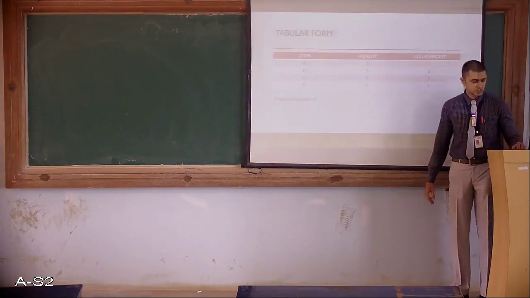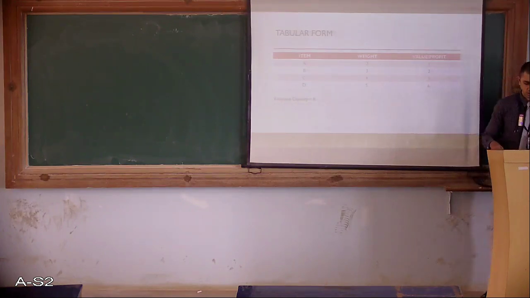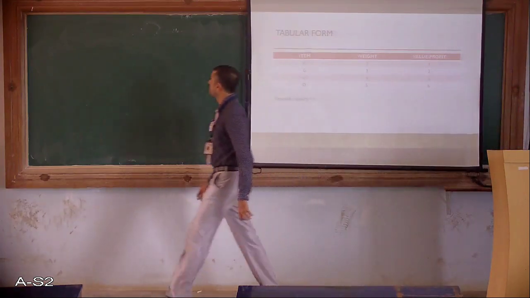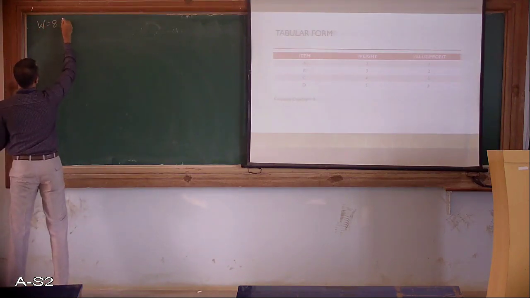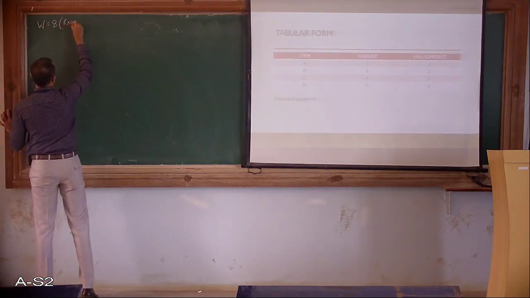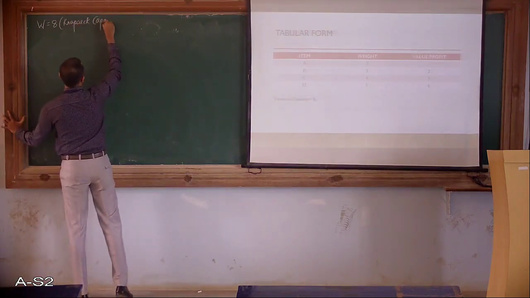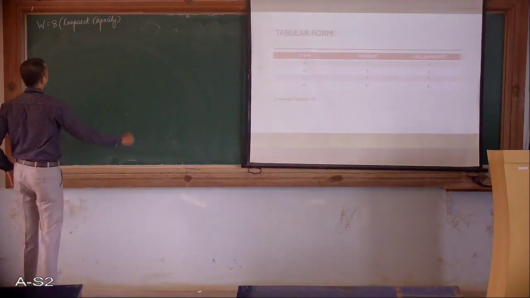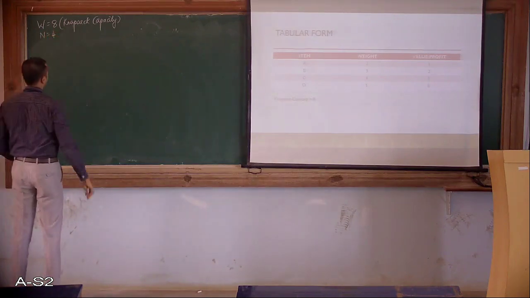Right? So let's see how to solve it. The first step is that we need to draw a table with n plus 1 rows and w plus 1 columns. So w is equal to 8. This is the knapsack capacity. N is equal to 4.